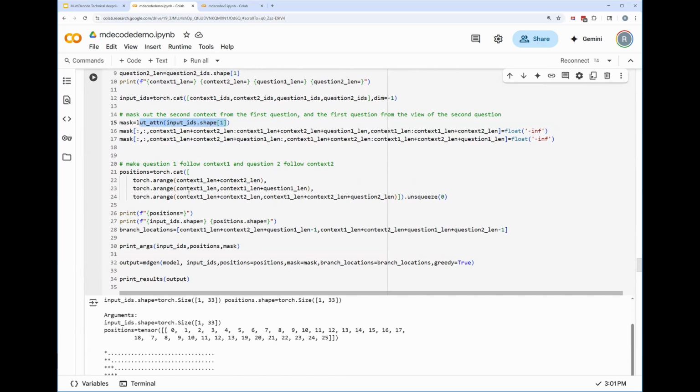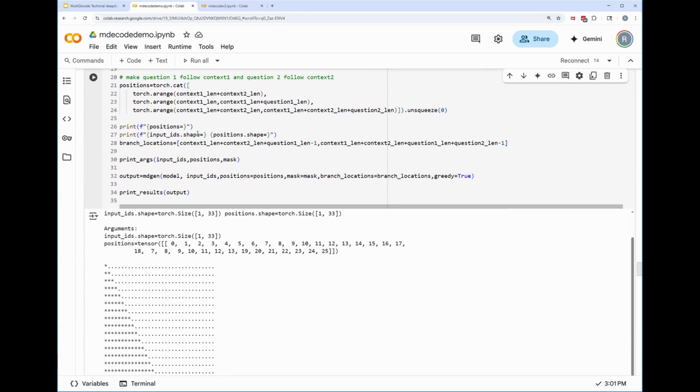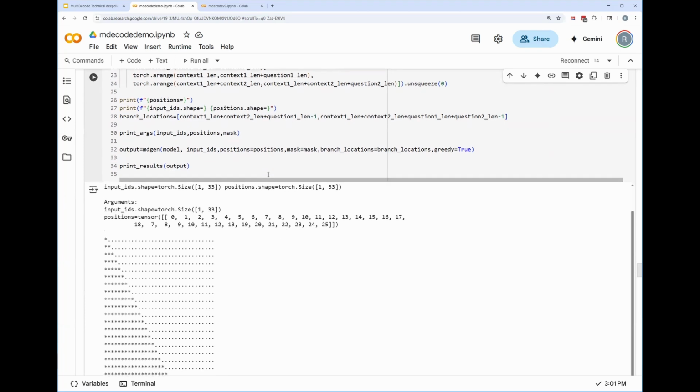Likewise, we build up the positions so that they're sequential. Both of the questions follow the context. Well, both of the questions follow the part of the context that they're allowed to see, and not see the other question. So this will be more clearer when we look at the output. And likewise with the position, same thing.